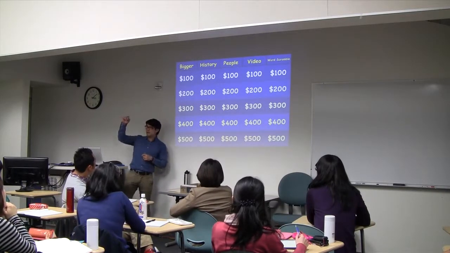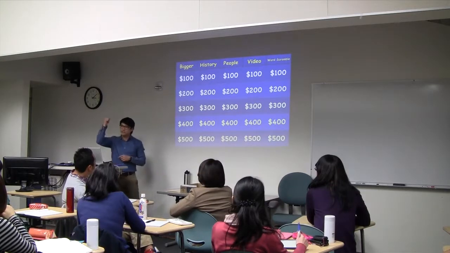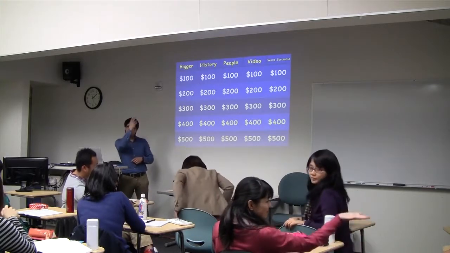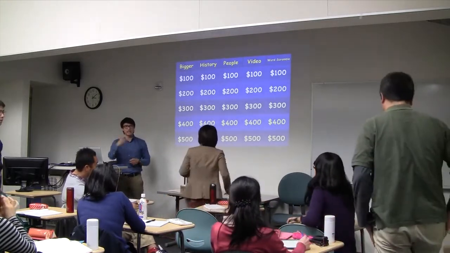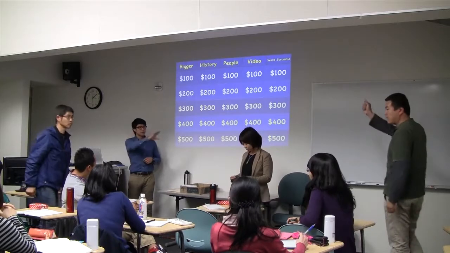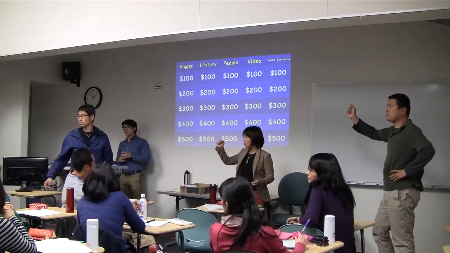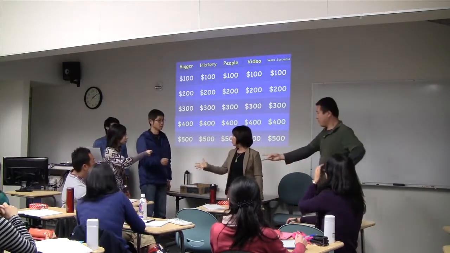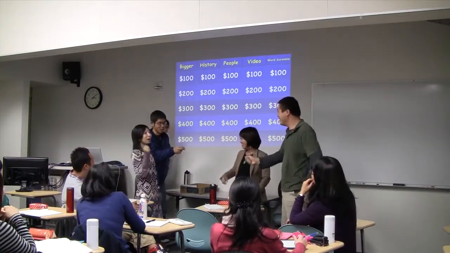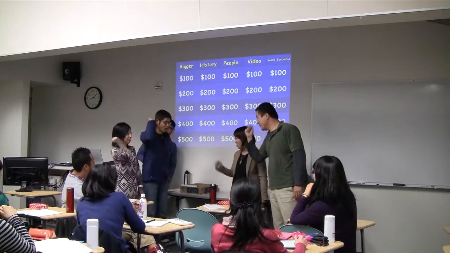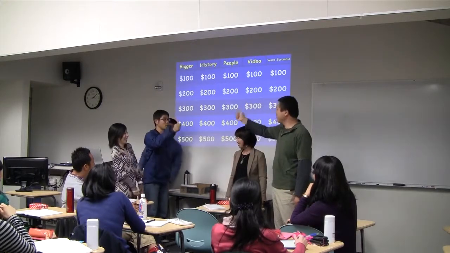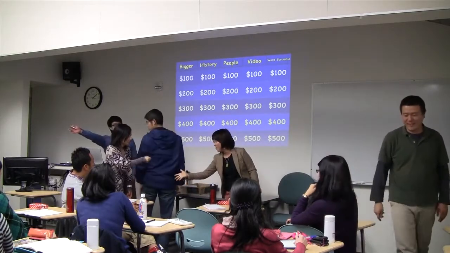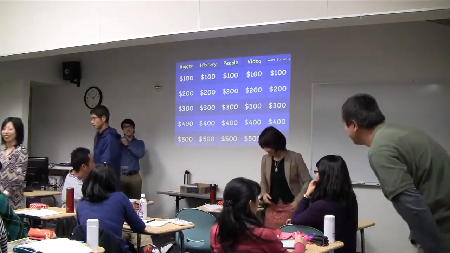Okay, so each team choose one member, and I want you to play Janken for first place. Representative, you stand up and you play. 3, 2, 1, go. 3, 2, 1, go. 3, 2, 1, go. Okay, so you go back to your area. You're going to choose the category.